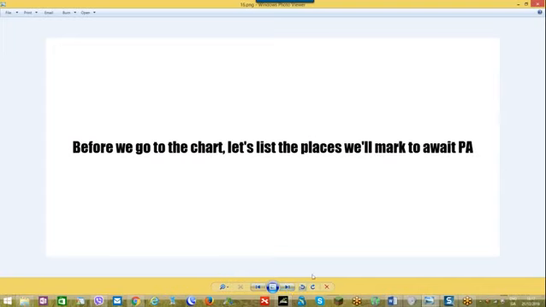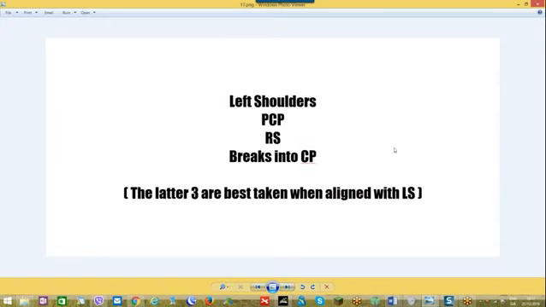Okay, onwards. So before we go to the chart, let's list the places we'll mark to await PA. So we've got left shoulders, of course, we will mark and wait. At left shoulders, we'll put our kinks there. Pre-compression, before we get to compression, the MPL of the first high or low before we break into a compression, that's a great place to look for it.